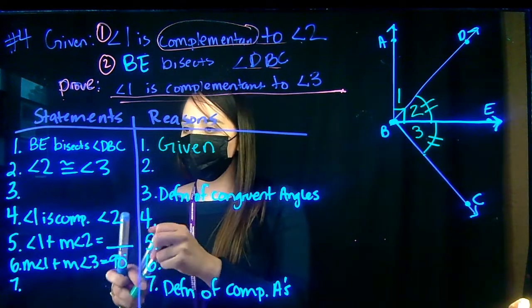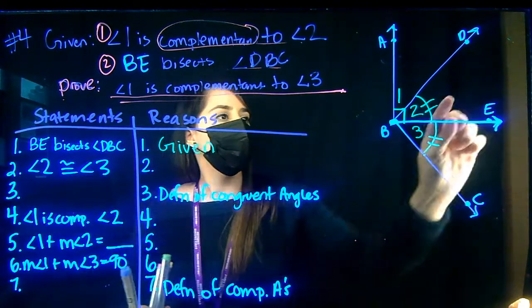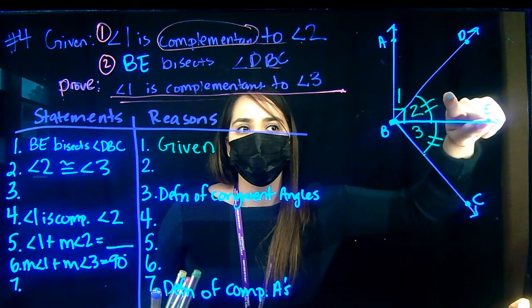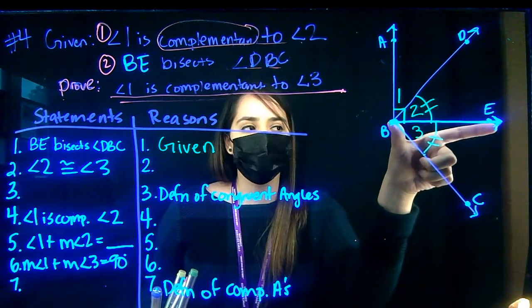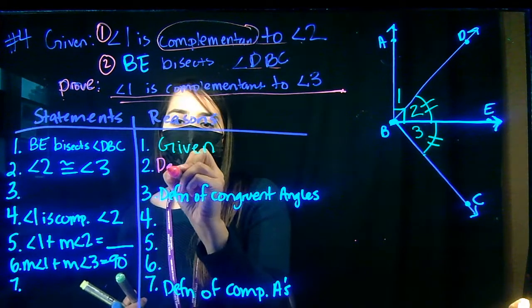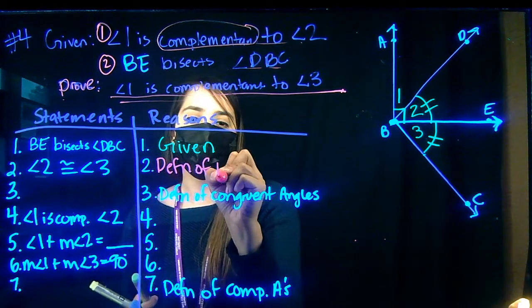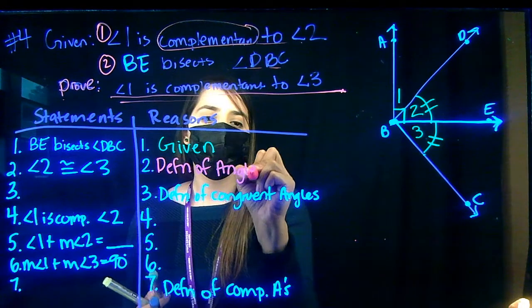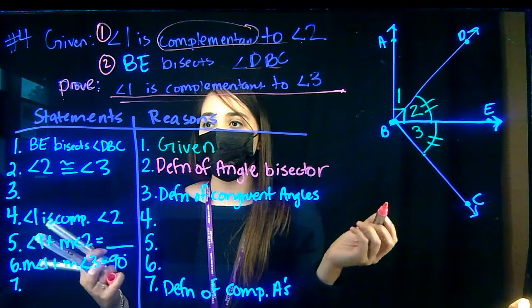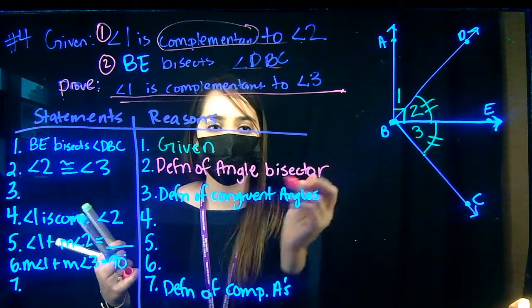All right, so how do I know that angle 2 is congruent to angle 3? How do I know that these two are congruent to each other? Definition of the angle bisector, right? Good job. I heard somebody in the back. So definition of angle bisector. And you should have already written this down on number 4. But if you didn't or you got it wrong, go ahead and write the correct statement.